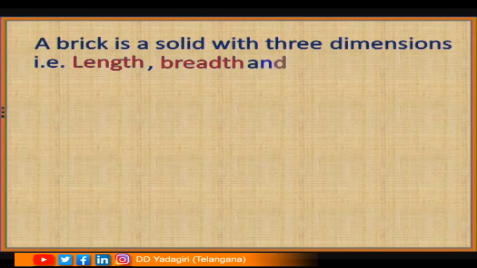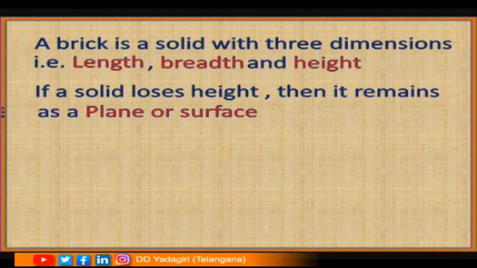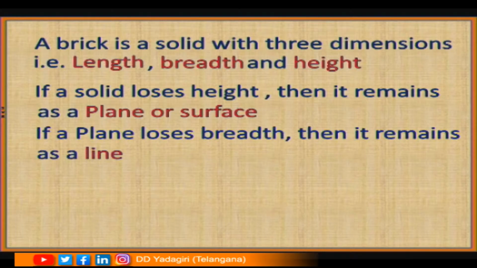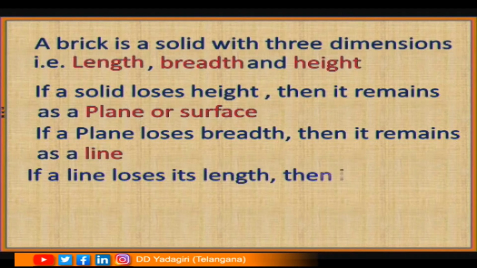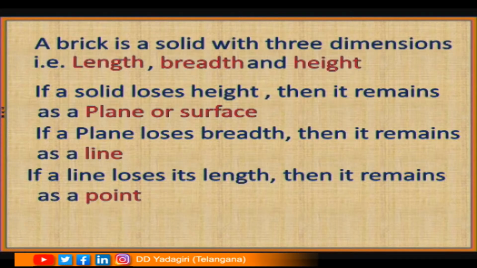Now, you have observed that a brick is a solid with 3 dimensions. It has length, breadth and height. A solid loses height, then it remains as a plane or a surface which has only length and breadth. If a plane loses breadth, then it remains as a line. If a line loses its length, then it remains as a point.